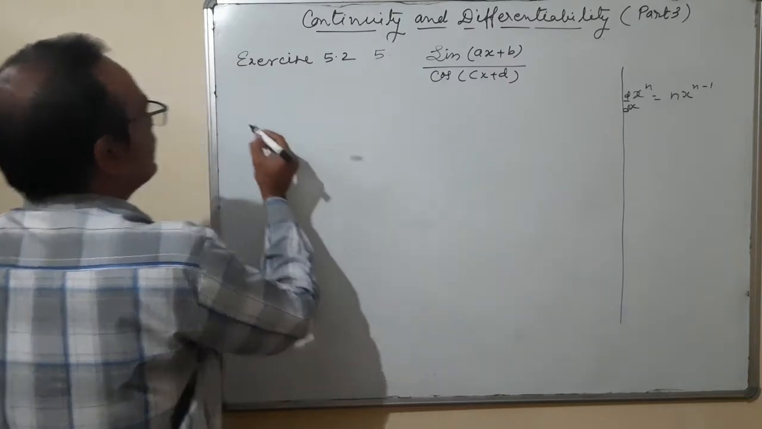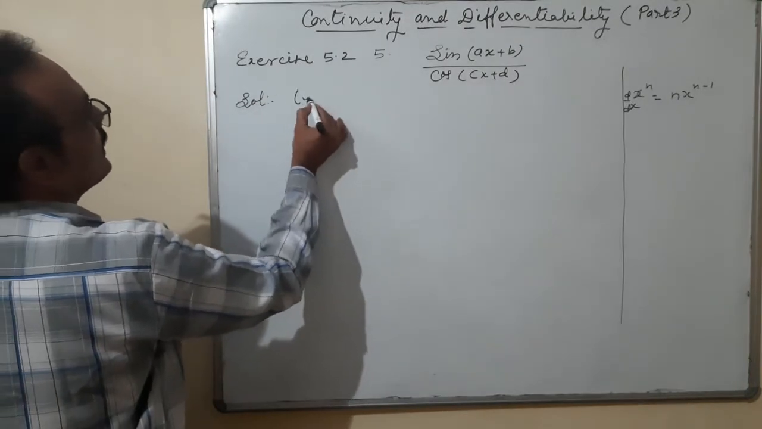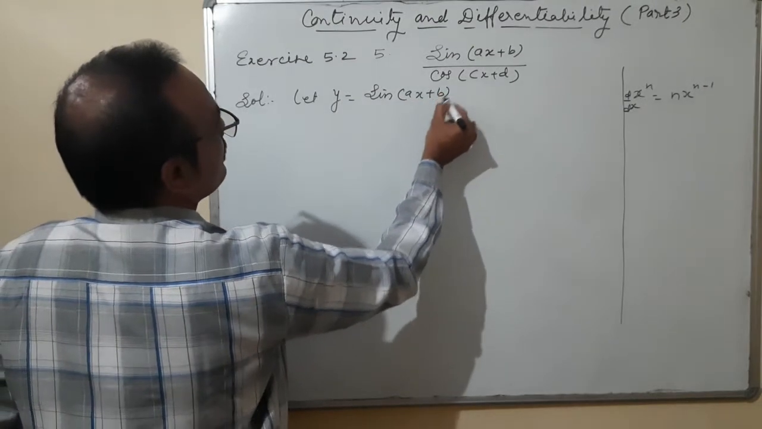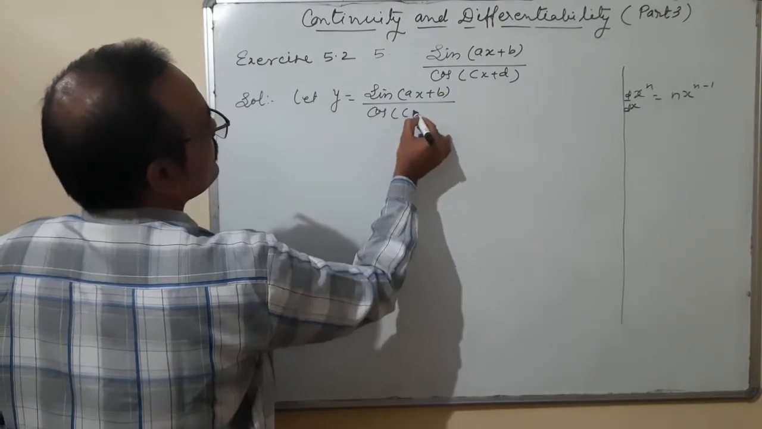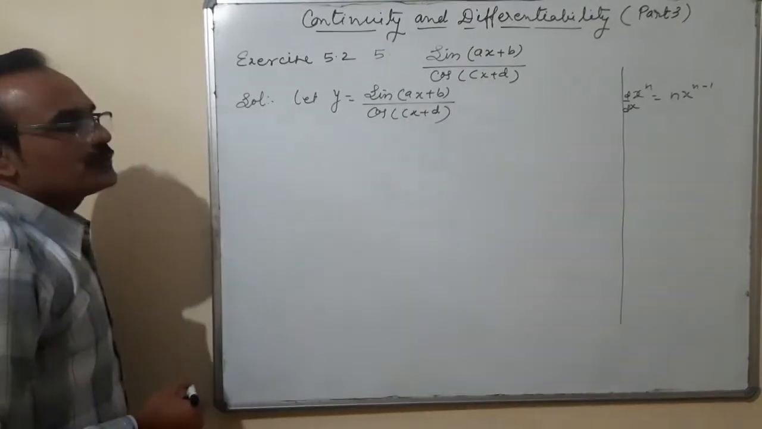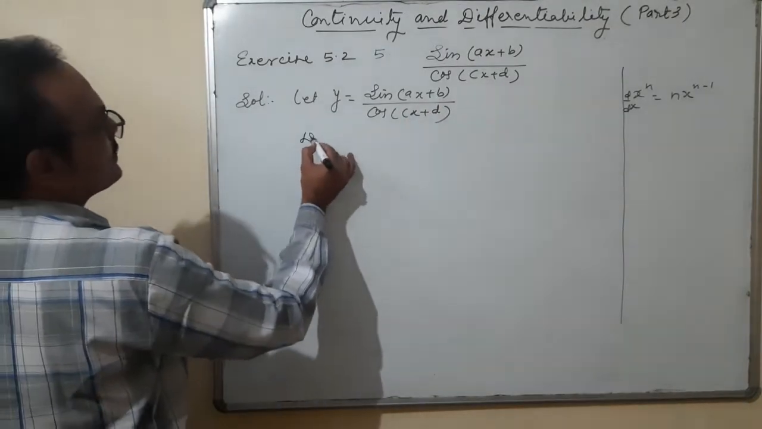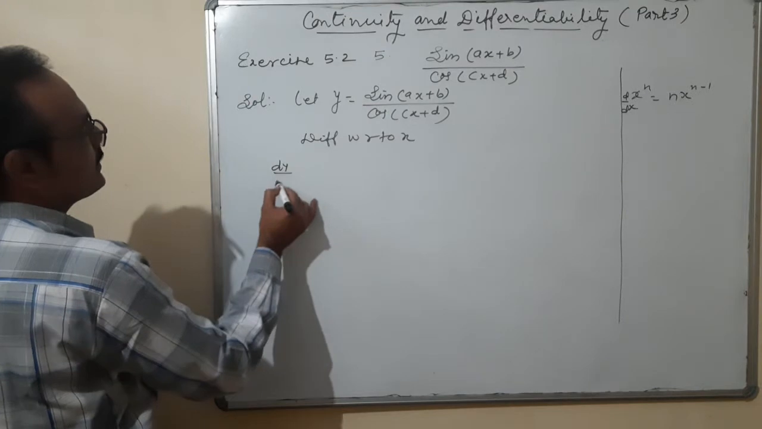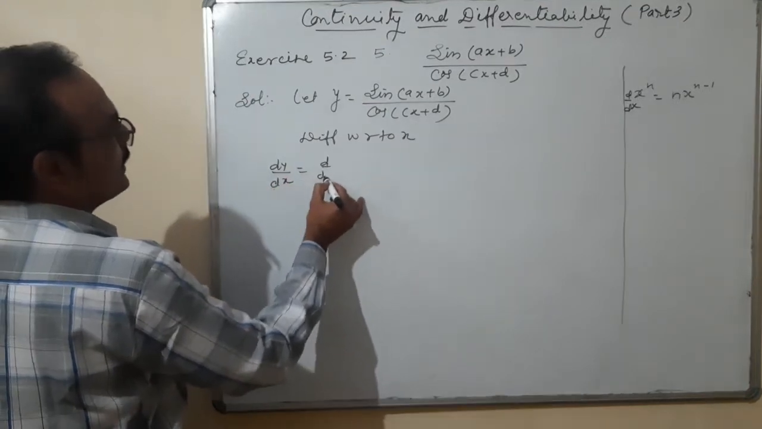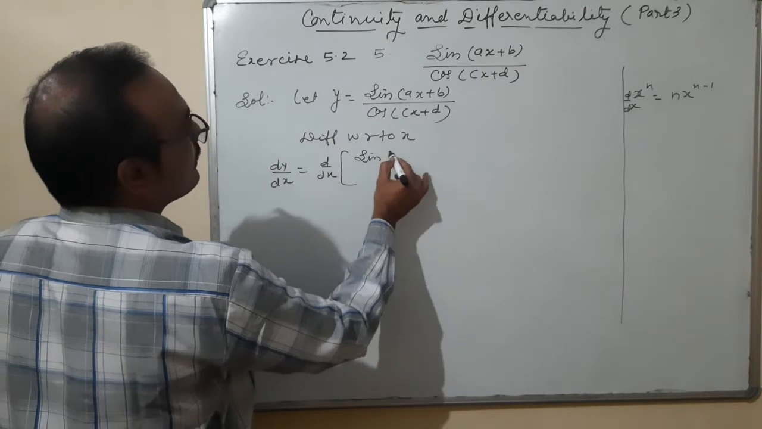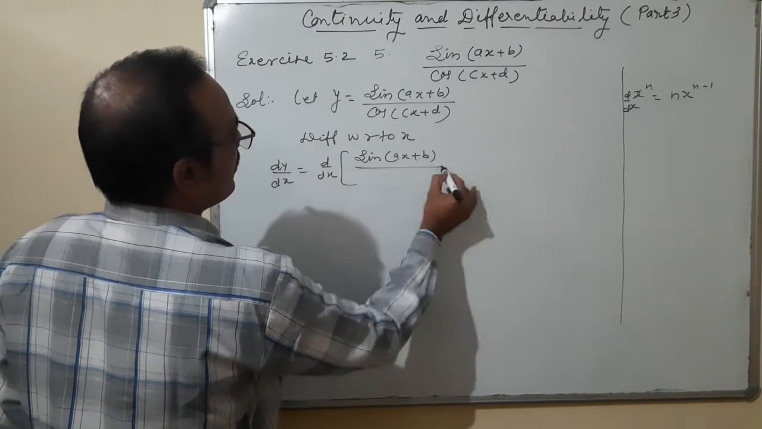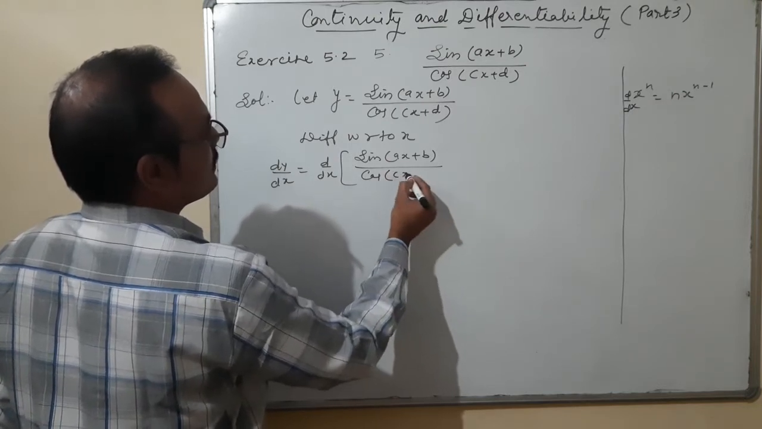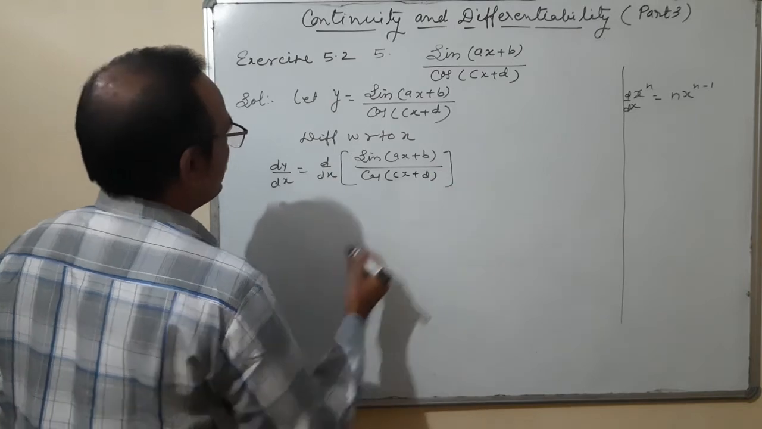Okay. Again taking, let y is equal to sin(ax plus b) upon cos(cx plus d). Differentiate with respect to x. dy by dx is equal to d by dx of sin(ax plus b) upon cos(cx plus d).